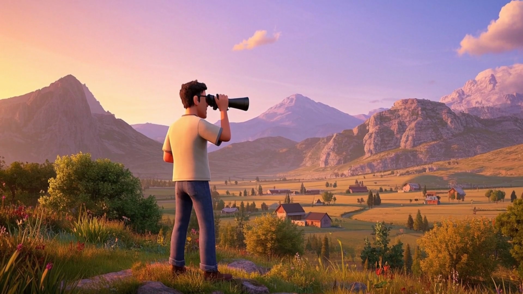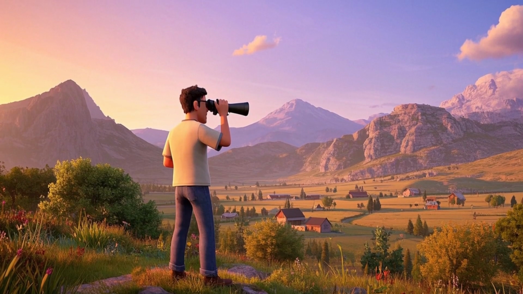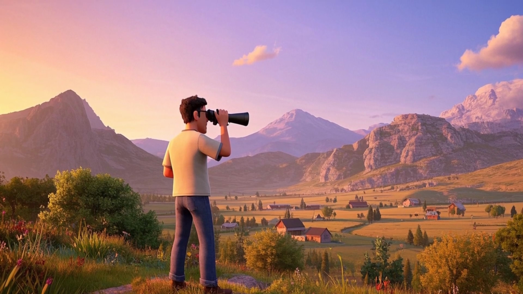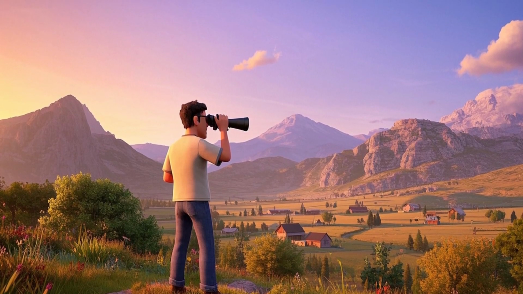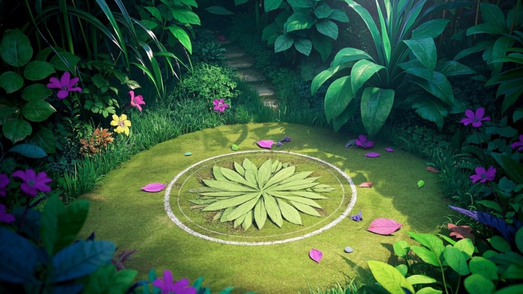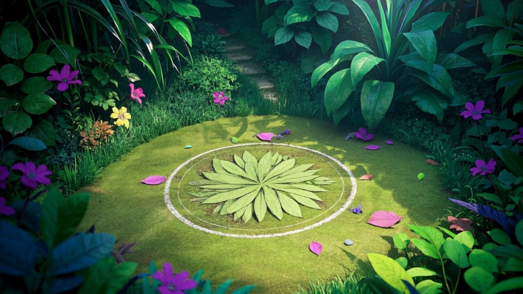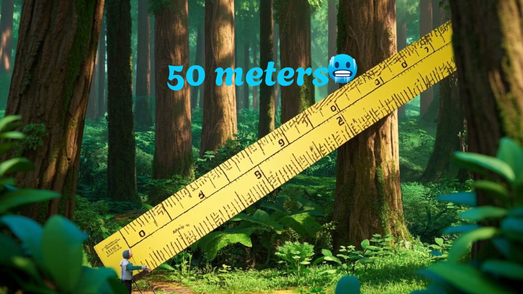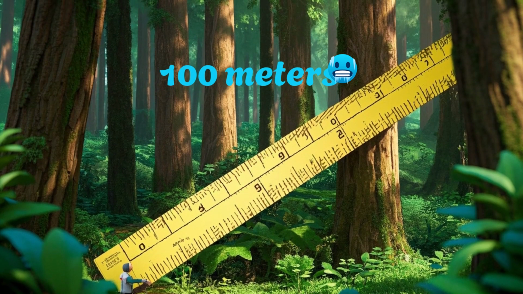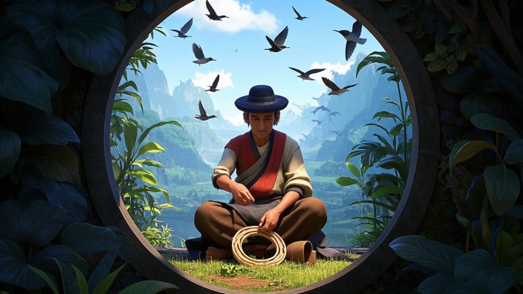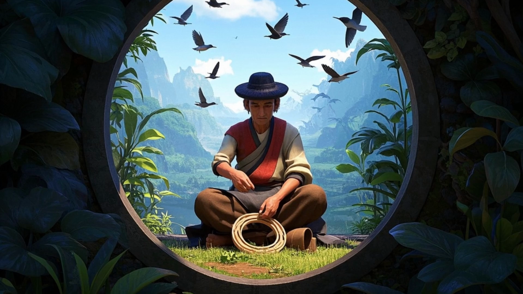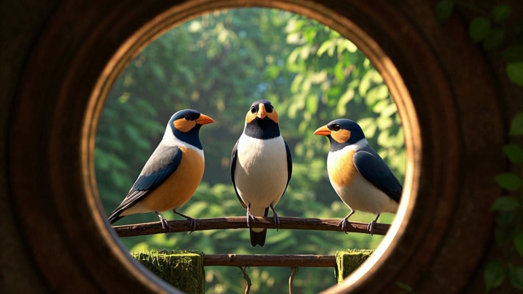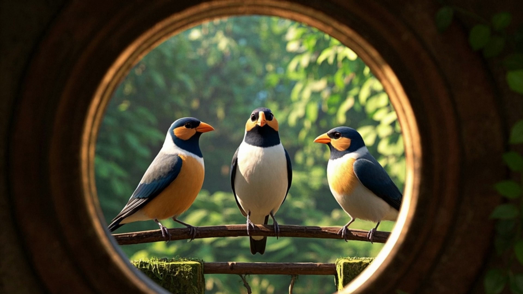The next method is called a point count. With a point count, we stand in one place and count all of the birds that we can see around us. Now, to make it fair, we have to pick a circle size, like the radius of a circle. So we use either 50 meters or 100 meters. Then we count all the birds within that circle around us. This method works well for counting birds that aren't in a flock, but they're more spread out.